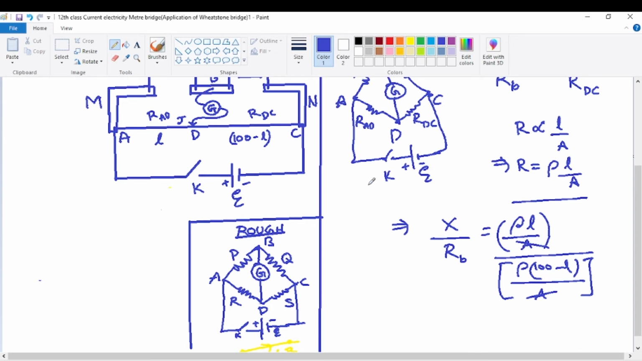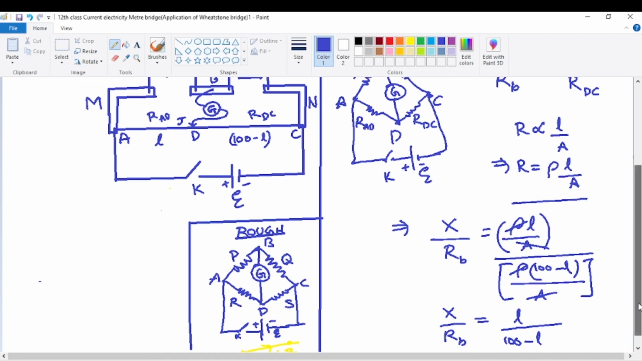Next, rho is the specific resistance of the left portion as well as the right portion, the same, so that also can be cancelled here. So after cancelling rho and the area of cross section, what is left? In the numerator only L is left, and in the denominator only 100 minus L is left. So the left hand side is X by RB. The next step is very simple. RB can be taken to the right hand side. So X can be obtained as L by (100 minus L) multiplied with RB. That will be the final equation for X.